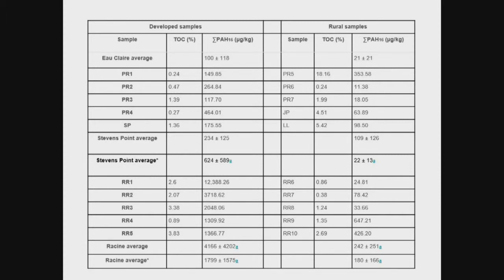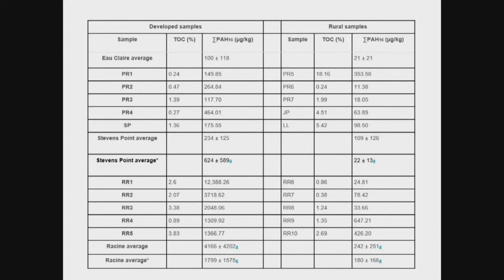So then the next set of samples are the Stevens Point samples, and that's the Plover River moving down. And so the ones that don't say PR, those are ponds that were in the area as well. So we did sample some ponds that we could get access to. And so if you look on the right side for Stevens Point, the total PAH average in the rural samples was 109, and in the urban samples it was 234.